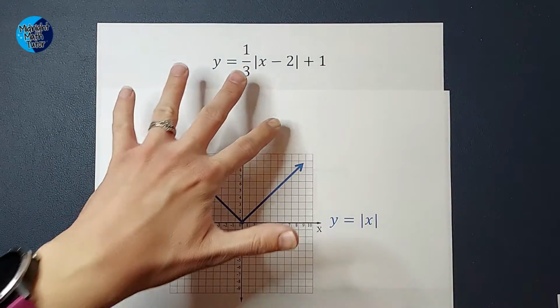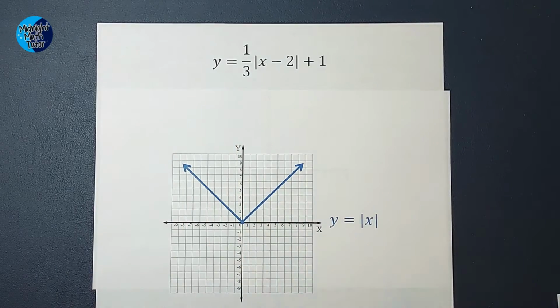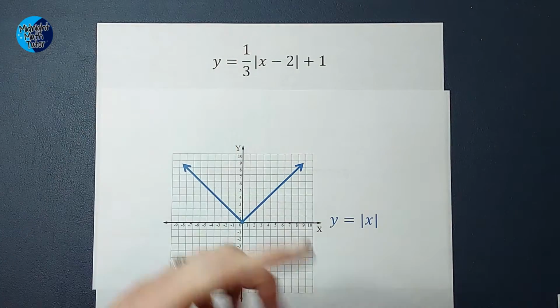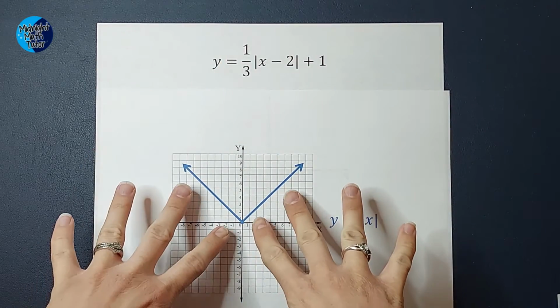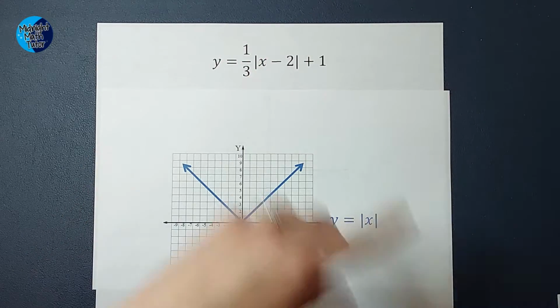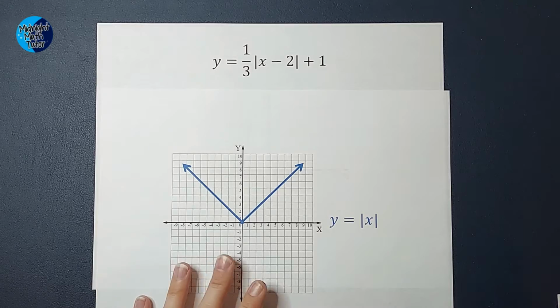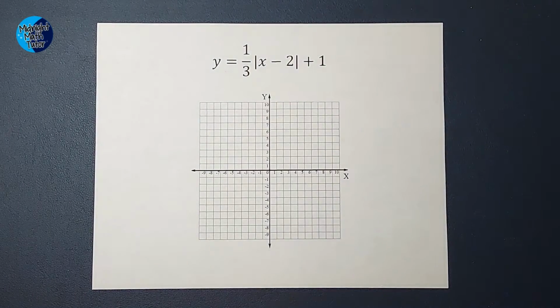So you might have something out front, something being added or subtracted inside the bars, something outside the bars. Okay, so basically what we know is these two graphs are related, okay? And these numbers are going to tell me how to change this parent graph to get that graph, okay? So how do we interpret this though?